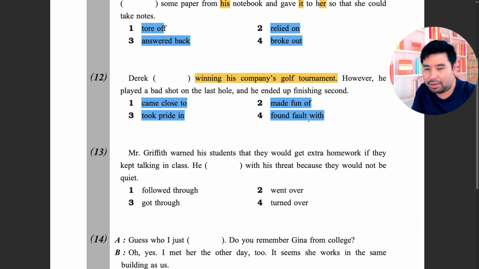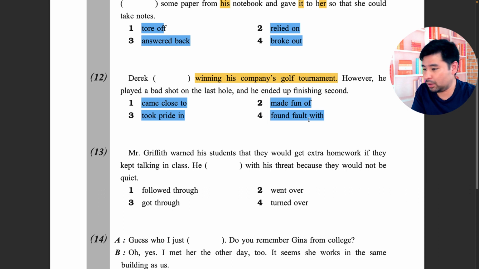Took pride in, pride. You know the pride. It's like, oh, this guy is proud. And the adjective form of pride is proud. I'm proud of you. The teacher was proud of the student because the student did well. So pride is the noun form of proud. Made fun of, having fun.